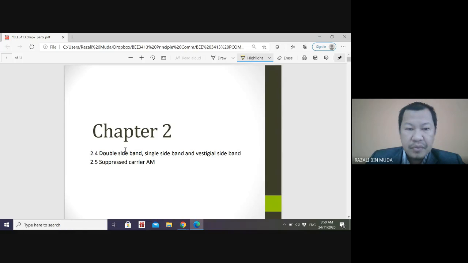DSB, single sideband SSB, and also vestigial sideband VSB. We will discuss also about the process of suppressing the carrier for the AM signal.